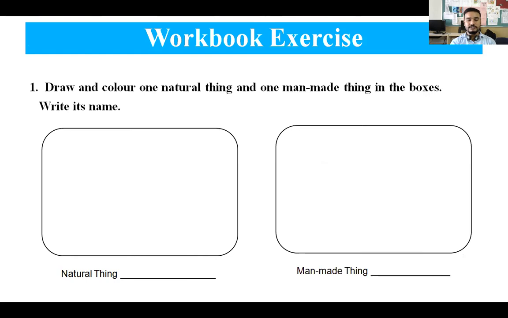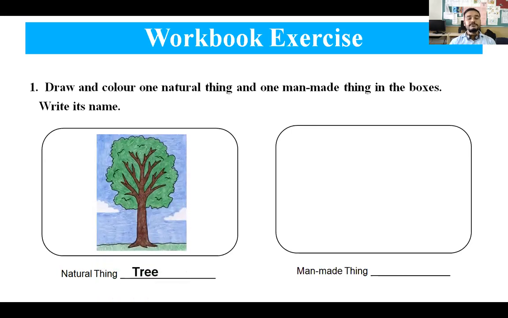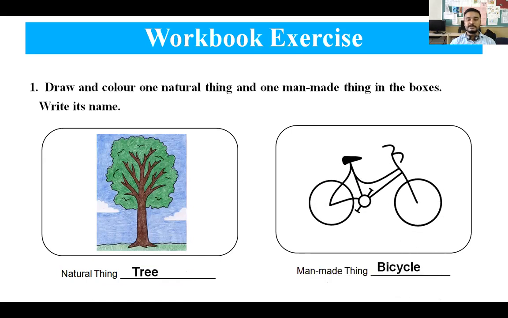Now the third question is from your workbook, and it is first question of workbook. So here two boxes are given, and in each box you have to draw one natural thing and one man-made thing, and you have to write name on that also. For example, here I have given natural things, means which are the natural things? Natural things are which are not made by man, and man-made means which are made by man. So here tree is drawn in the first box, and in second one I have drawn bicycle. So you can draw the same in your workbook.